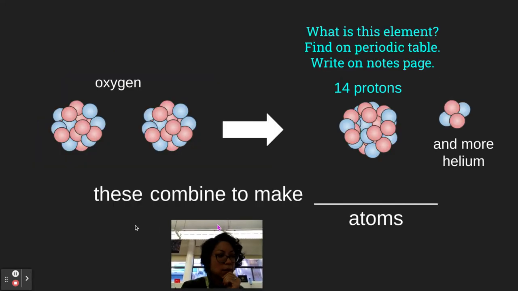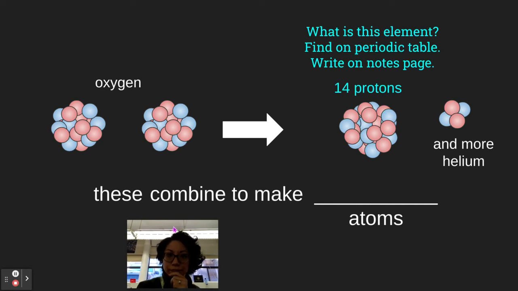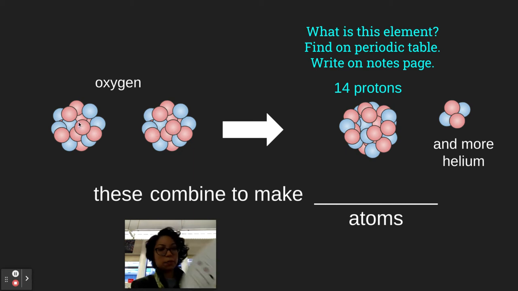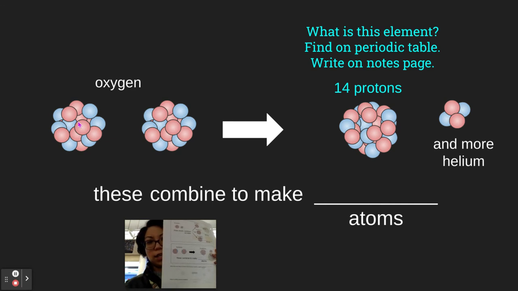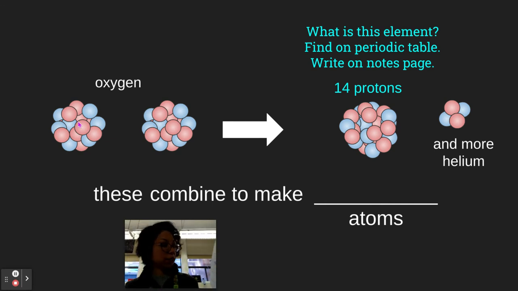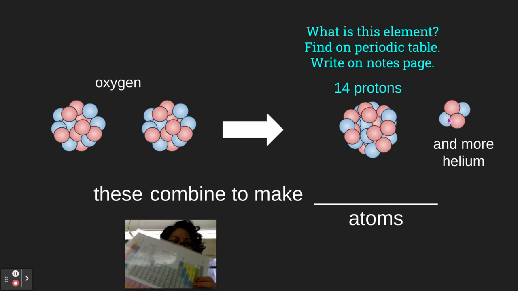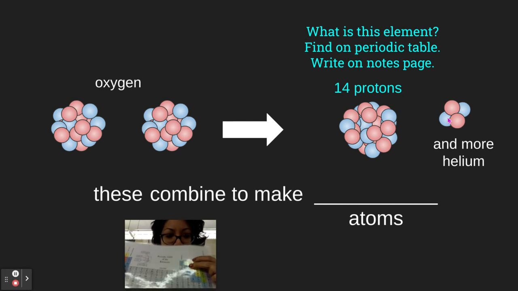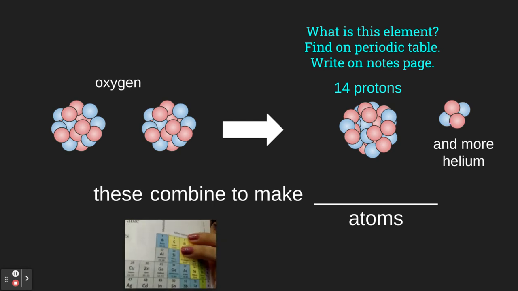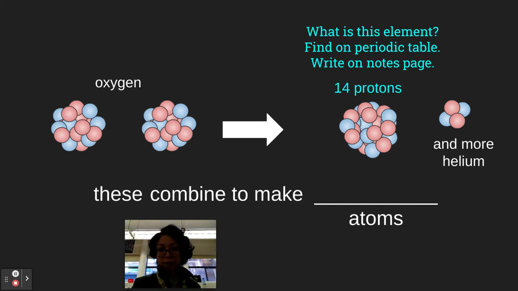Okay, and this is the last one on your notes page. So we have oxygen atoms, which have 8 protons. And they combine to make an element with 14 protons and some helium. So if you had your periodic table, you would look at it, you would find element number 14. You'd say, I know that has 14 protons. And you could see, that's silicon. Okay, so you're going to write silicon here.